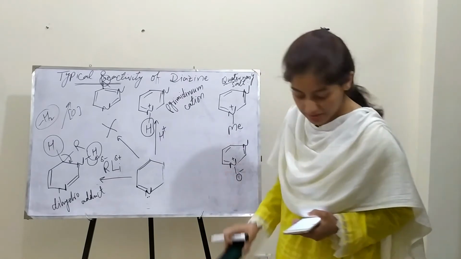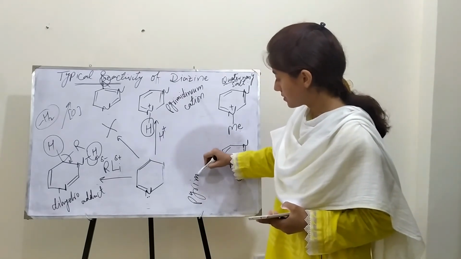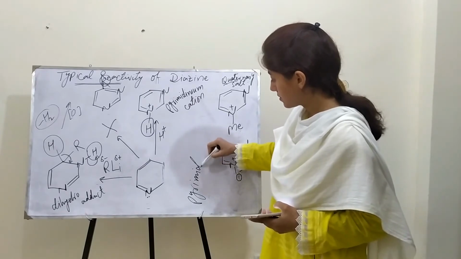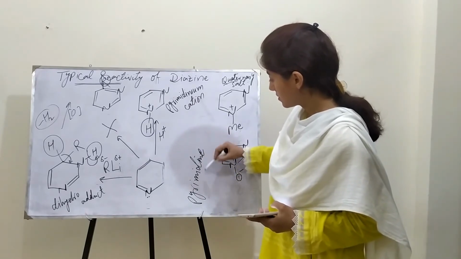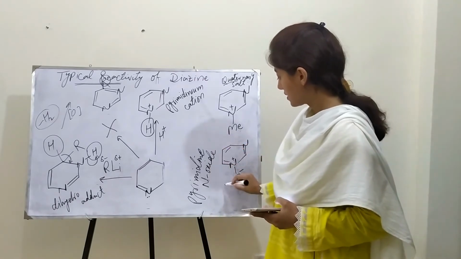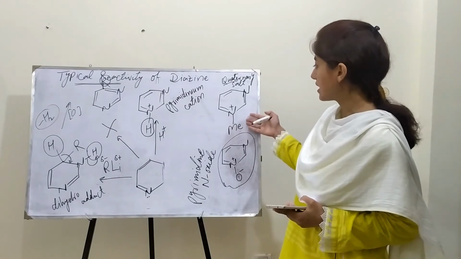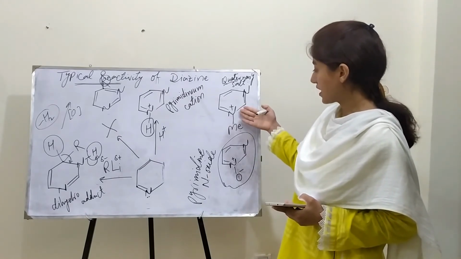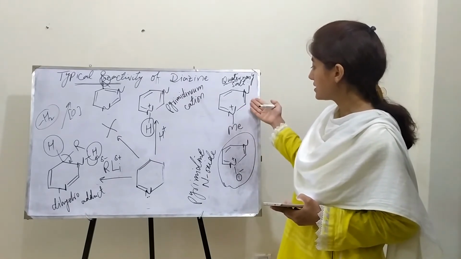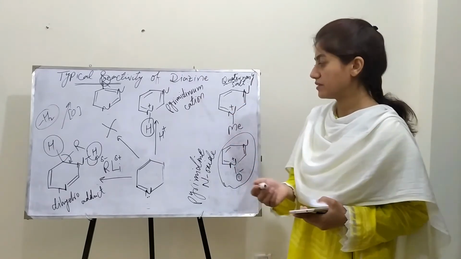So its name is pyrimidine N-oxide. It is the name of this compound, pyrimidine N-oxide, and this is called the methyl N-alkyl quaternary salt, or methyl salt of pyrimidinium ion.